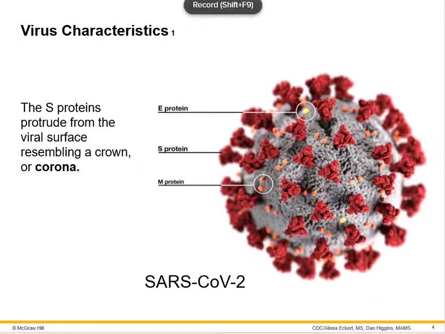Like all the other coronaviruses, SARS-CoV-2 is a single-strand positive RNA virus with an envelope, and the envelope contains the spike proteins which give the name to this family of viruses. Corona means crown, so we see the spikes coming out of the envelope of the virus.